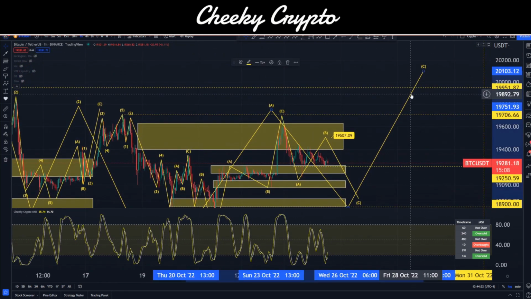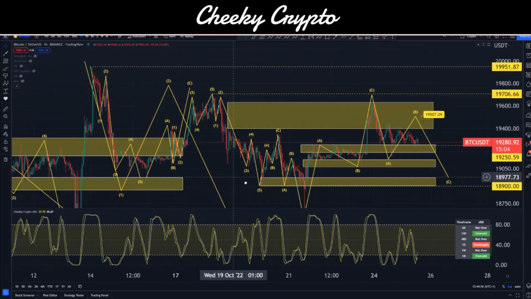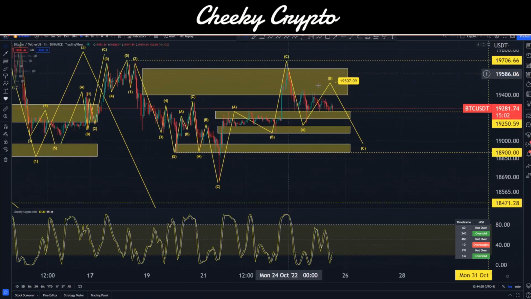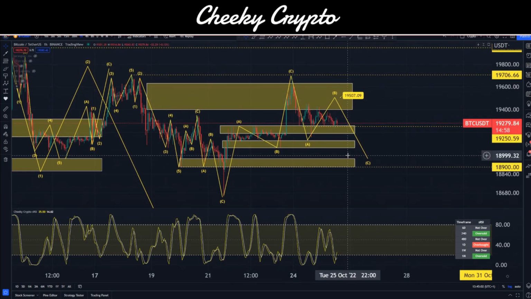Okay, so these are possible scenarios that we're going to be keeping an eye on. And yeah, for now we could have just zigzagged here. We move up and then we could pull back down later and all that kind of stuff. So there's a lot of things to think about, lots of different structures.